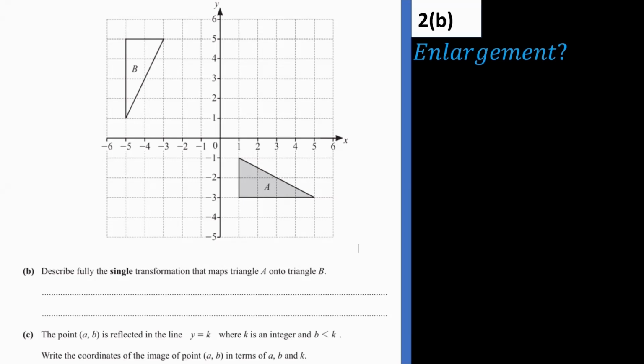It becomes smaller when the scale factor is less than 1, and it becomes bigger when the scale factor is greater than 1. But if you look at shape A and shape B, they are of the same size. Just that one is turned over. So it is not enlargement. So we are going to cross out enlargement. We ask again, can it be reflection? It cannot be reflection because reflection results in flipping over.